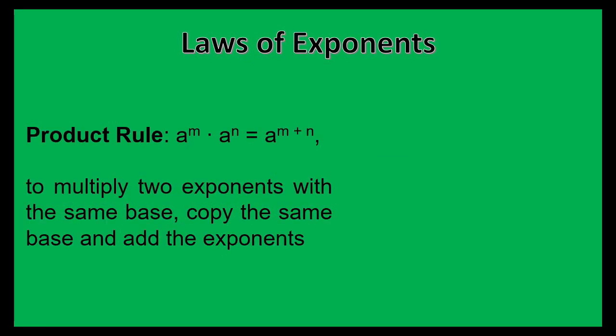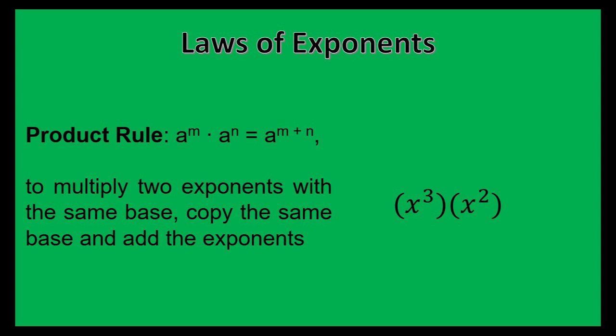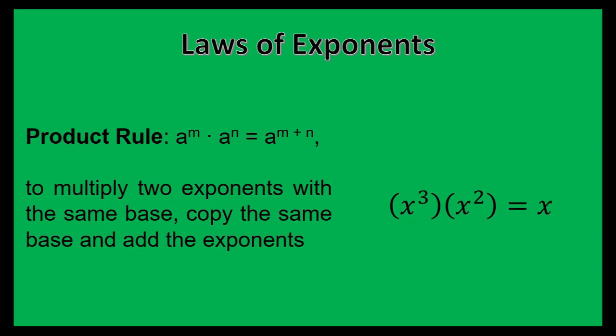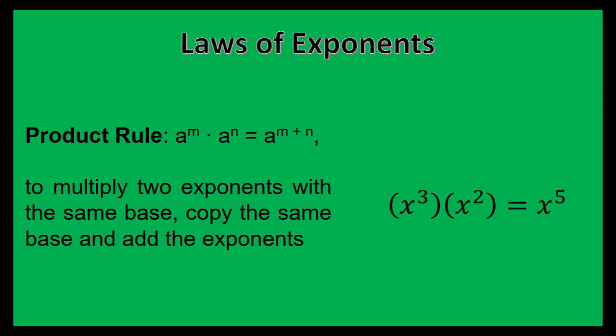Now, how about multiplying polynomials? So, the law of exponents states that if we have polynomials with the same base, let us say we have x cubed times x squared, the first thing we need to do is to copy the common base, which is x, and add their exponents. So, 3 plus 2 is equal to 5. Therefore, the product is x raised to 5.